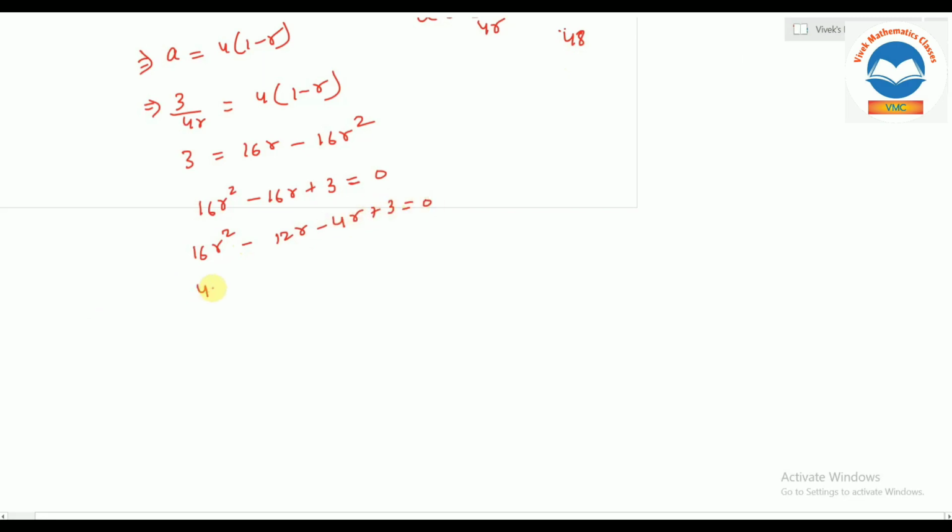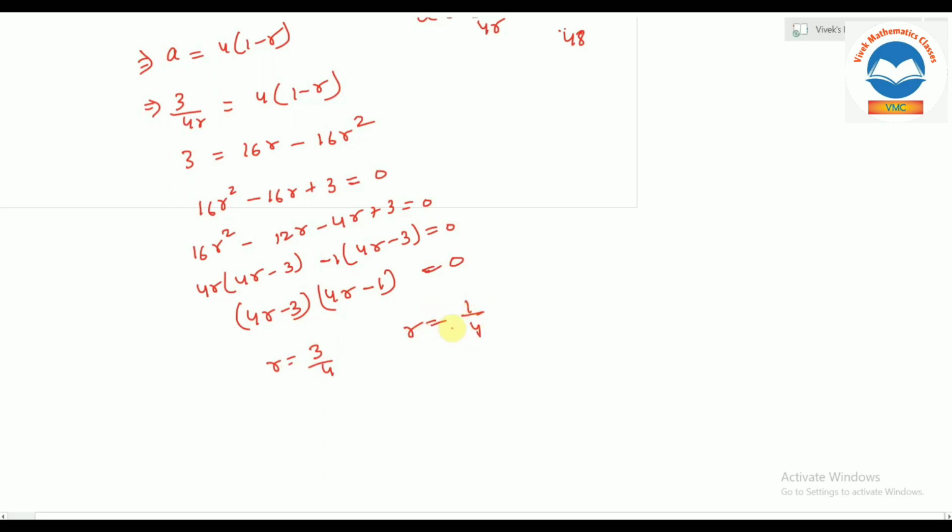So what can we take common? 4r we can take common. You will get 4r minus 3. Minus 1 if you take common, 4r minus 3 will be 0. It means 4r minus 3 and 4r minus 1 will be equal to 0. So what will you get as r value? r will be 3 by 4 or r will be 1 by 4.